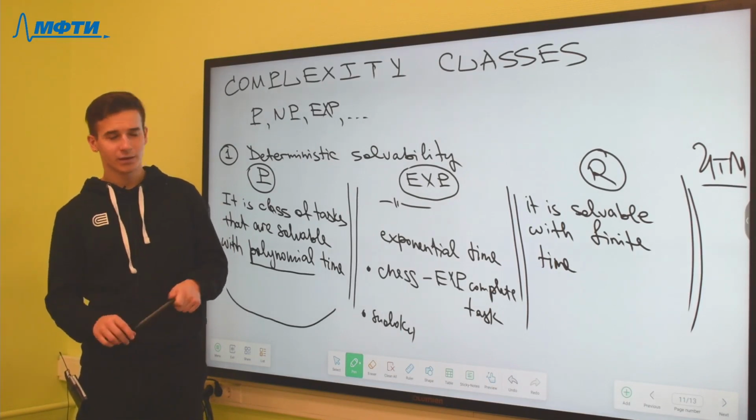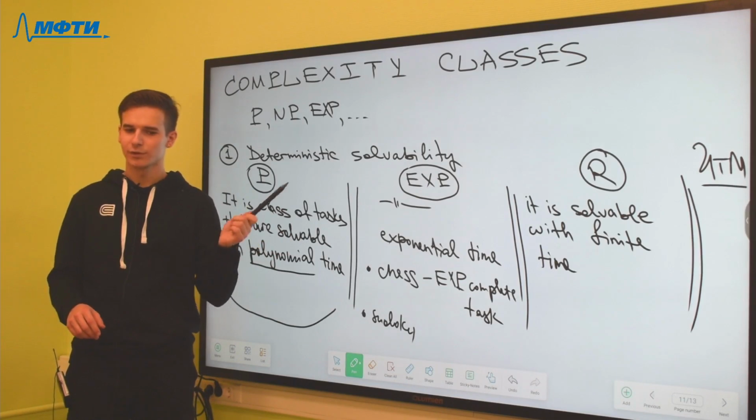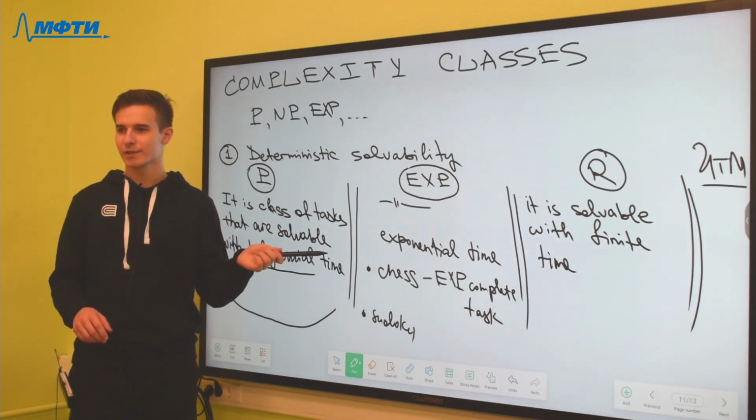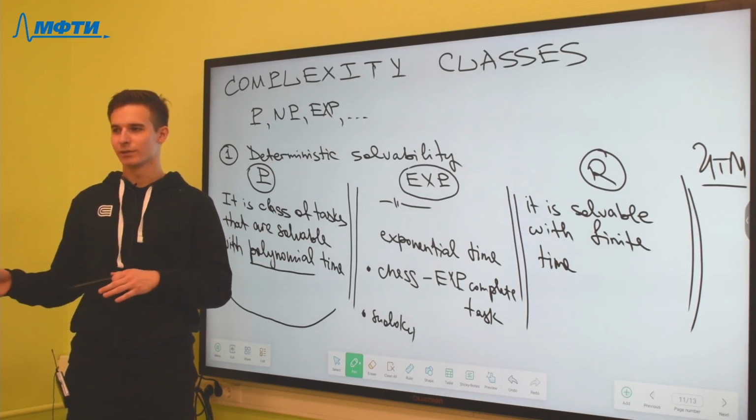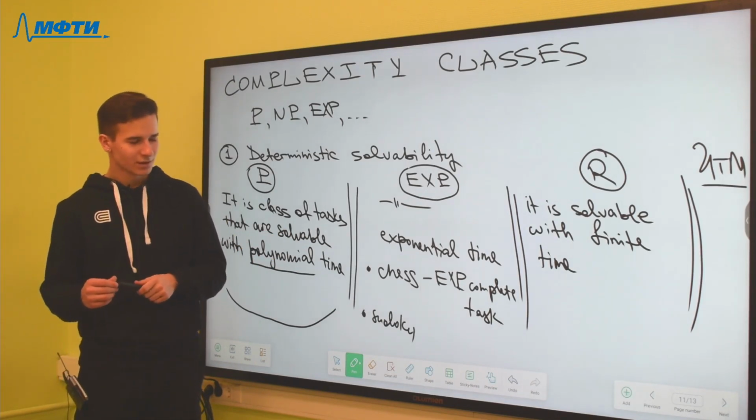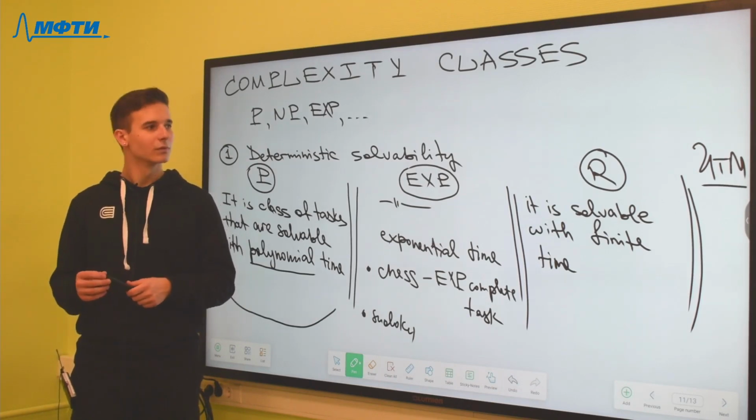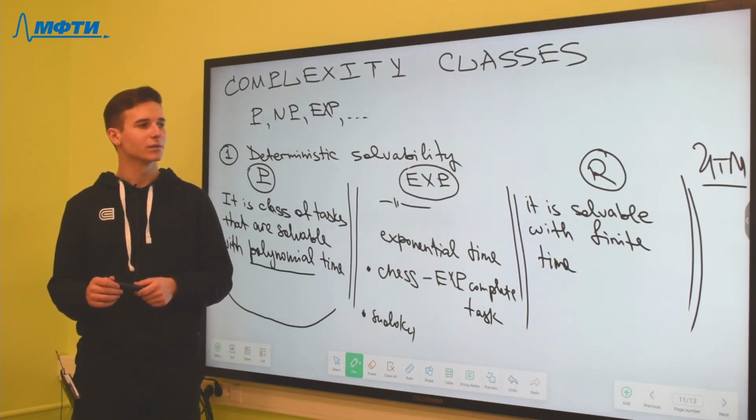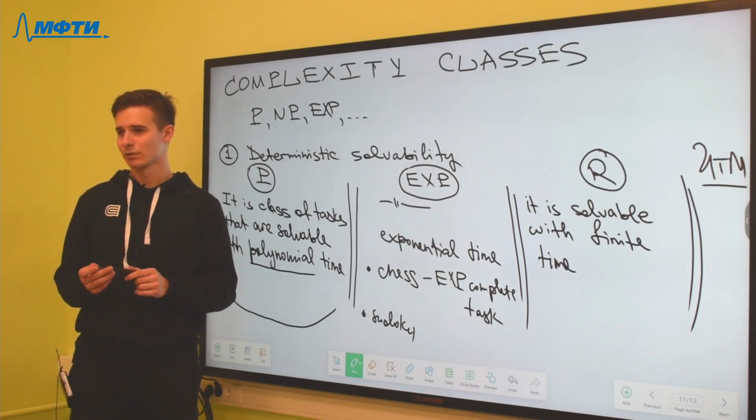So I think in other courses you face it, that at some moment you solve not the tasks exactly, but you try to find approximate algorithms that solve your task not precisely, but very nearby. Yeah, is it understandable?